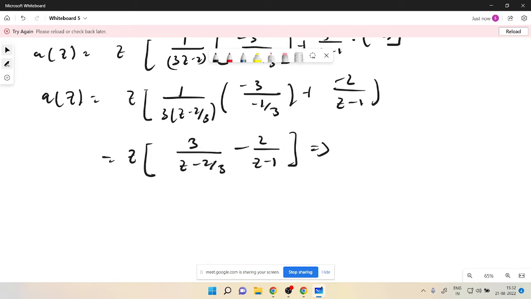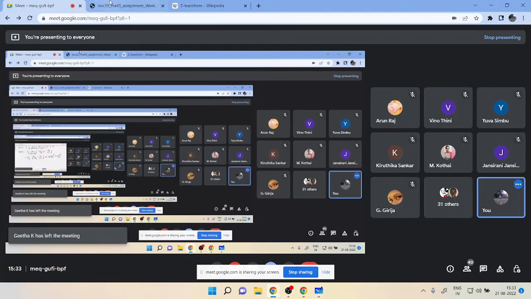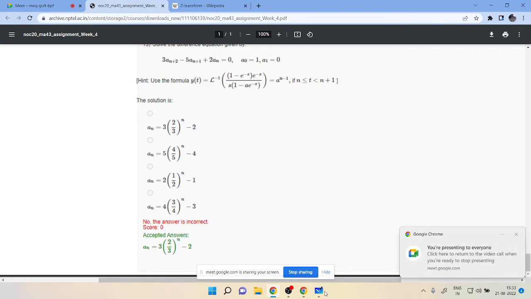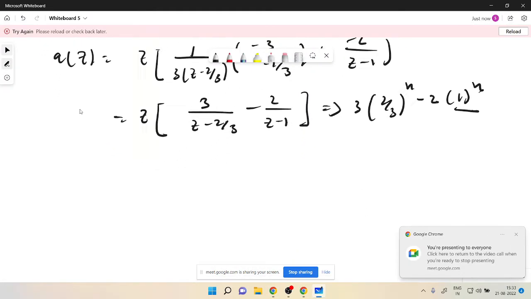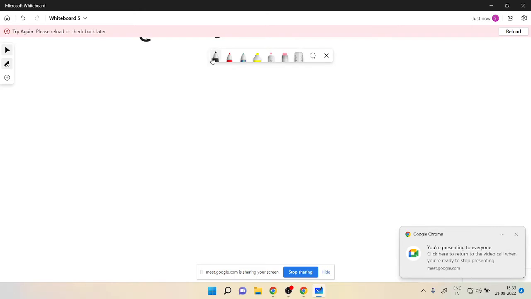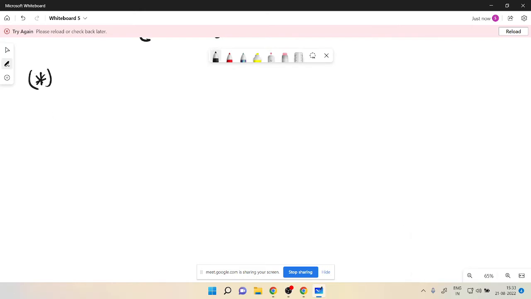So if you just take the Laplace inverse of this, it is 3 times 2 by 3 whole power n minus 2 into 1 power n. Because this is the answer. Okay, so let us try it by induction also. Let us try multiple approaches. Can anyone please tell me how to do this same procedure by induction?